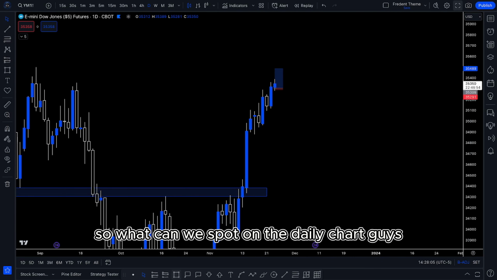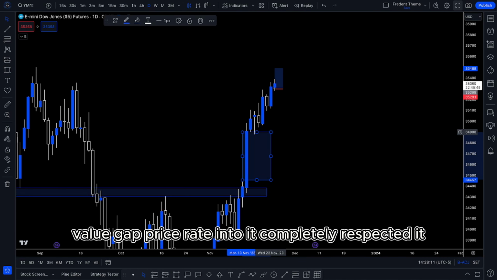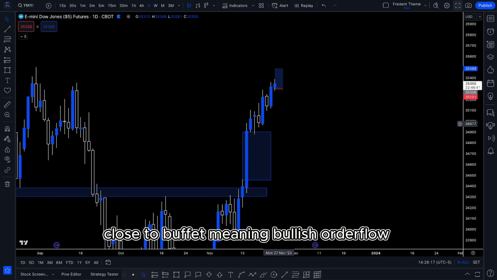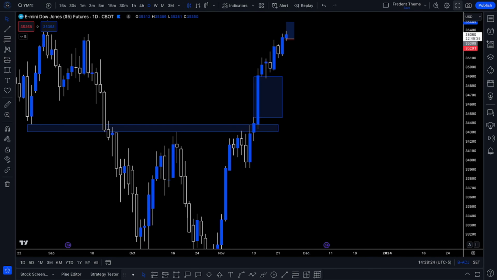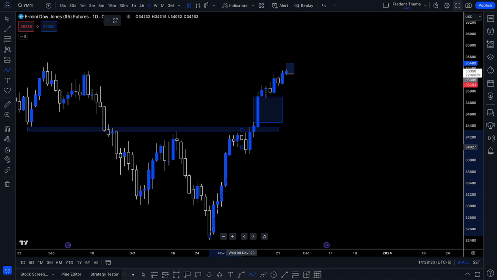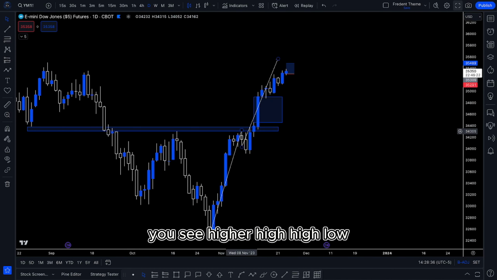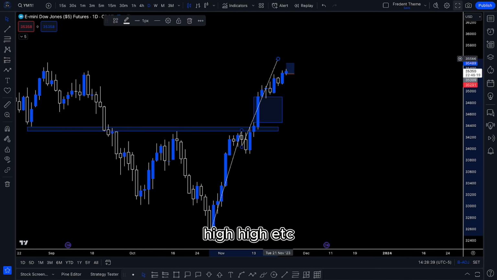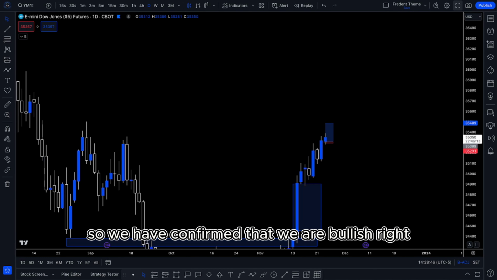So what can we spot on the daily chart, guys? Well, a daily bullish fair value gap. Price traded into it, completely respected it, closed above it, meaning bullish order flow. The structure is bullish. We are making higher highs and higher lows. Higher high, higher low, higher high, etc. Bullish order flow. Bullish market structure. So we have confirmed that we are bullish, right?